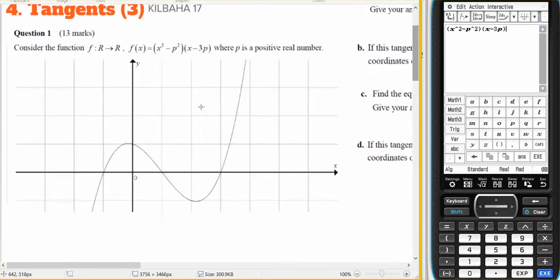We've got this function with the domain R. It's an x squared times x, so it's a cubic. And p is a positive real number. So what do I know about this? I know that this could be factorised to x minus p, x plus p, x minus 3p. So there should be 3 intercepts, one at negative p, another one at p, and one at 3p. Okay, and p is positive, so that makes sense.